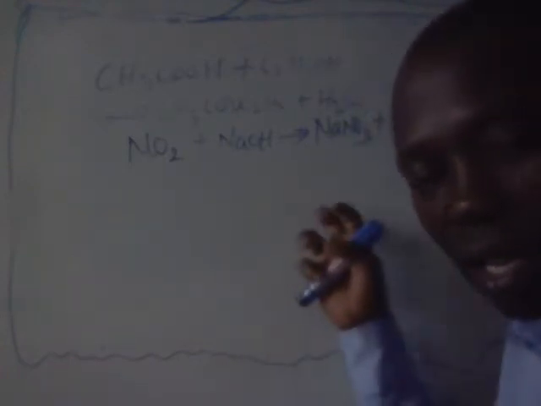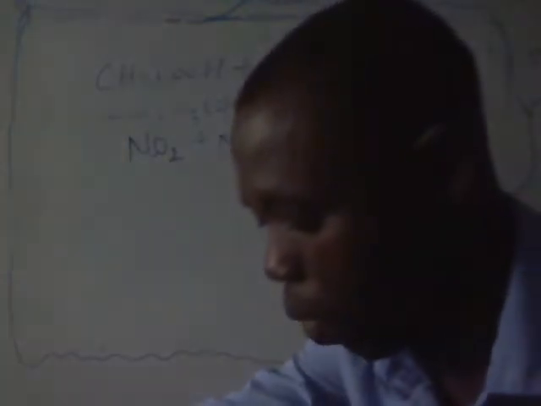So option A, water and NaNO2, wrong. Option B, water and NaNO3, wrong. Option C, water, NaNO2 and HNO3, wrong. Option D, water, NaNO3 and HNO3, wrong. Option E, water, NaNO2 and NaNO3. Confirm. So for number 6, option E is the correct answer. Let's go to number 7.